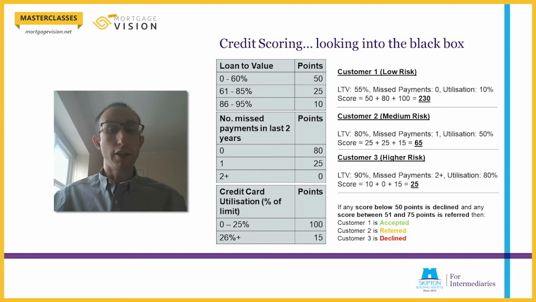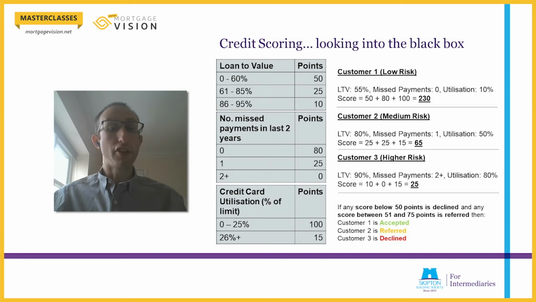The way a lender would then use this information is to set a scorecard cutoff for declining cases and potentially want to refer them. So in this example, I've set a scorecard cutoff of 50 points or below to decline them, and between 51 and 75 they would be referred. So in this example, customer 1 gets a score of 230, is comfortably accepted. Customer 2, who has a risk score of 65, they would be referred, and customer 3 would have a score of 25, they would be declined.